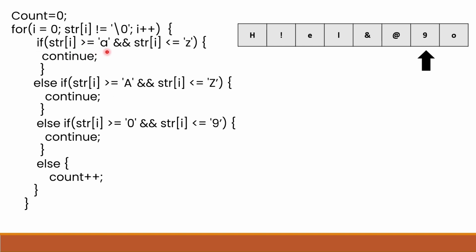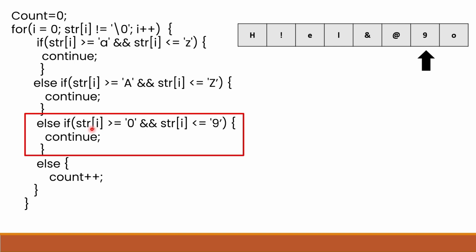Now we have to check this if condition first, if 9 is a small letter or not. No, this if condition will not be satisfied because 9 is not a small letter. Next, we have to check this else if loop. Is 9 a capital letter or not? No, 9 is not a capital letter too. So this else if loop also will not be satisfied. Next, we have to check this else if condition where we have to check if 9 is a digit or not. Yes, 9 is a digit, and this else if loop will be satisfied, and we have to perform this continue operation. We have here the value of count which is not updated. So the count's value is 3.